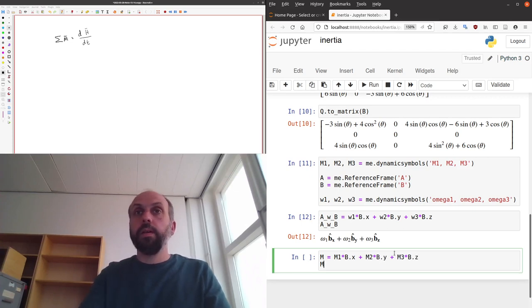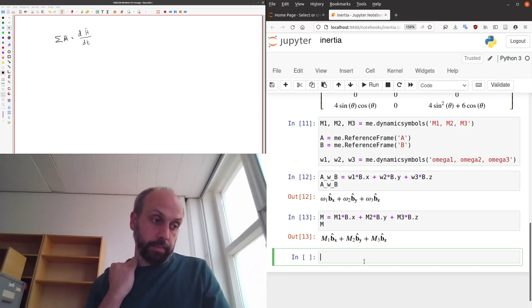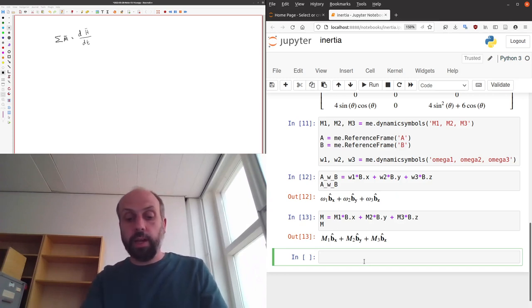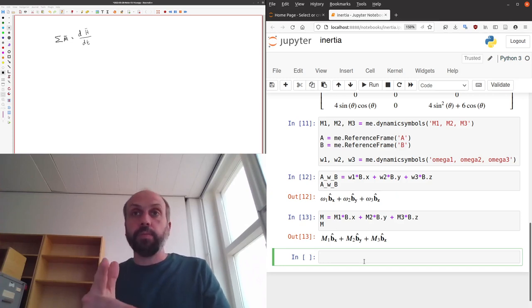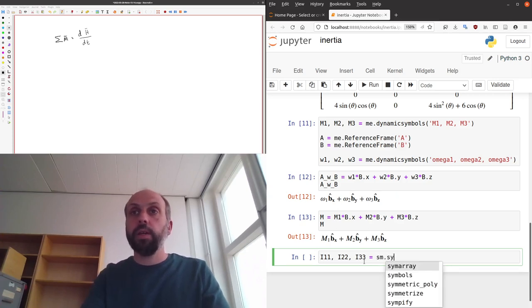So we've got, this is the left-hand side of the Euler equation that I show, and then I've got the angular velocity. Now we want to get an inertia dyadic. So let's make the central inertia dyadic about the principal axes in this case. That means we get away with I11, I22, and I33 as our only scalars. Those are going to be constant.